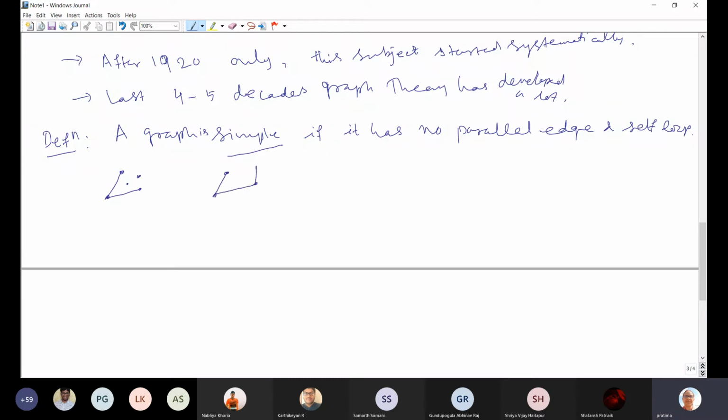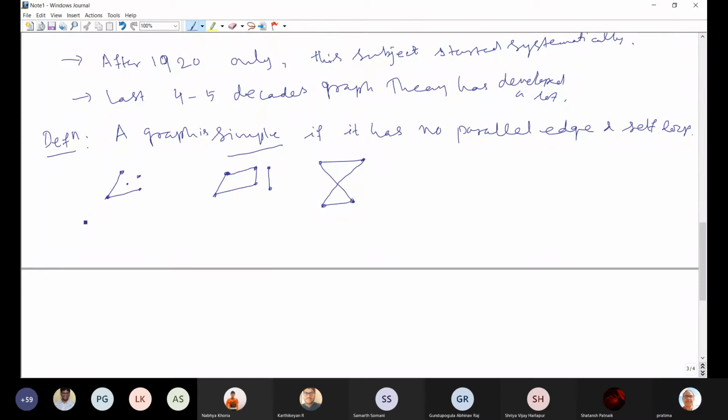Or this may be one example, you might be having some more edges like this together. This is one example of a simple graph. The thing is that the graph should not have any self loop or any parallel edge. So that is an example of a simple graph. So this is also one example of a simple graph. A simple graph means we don't have any self loop or parallel edge.